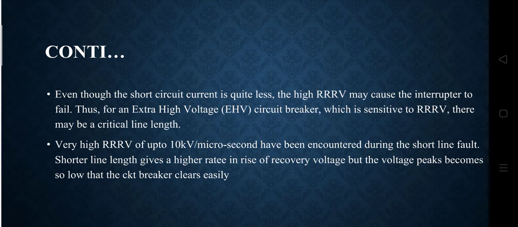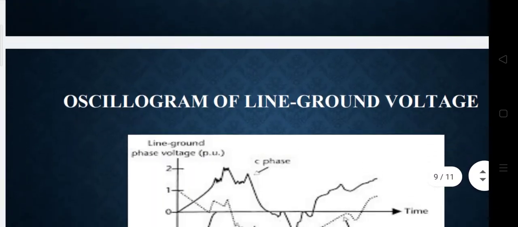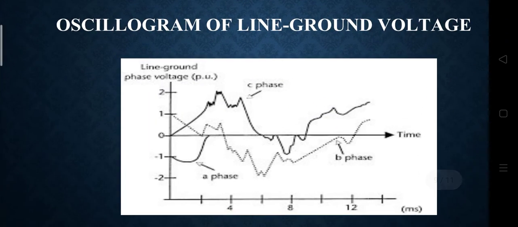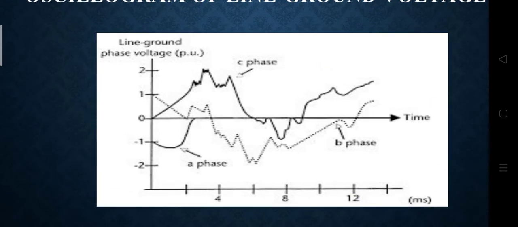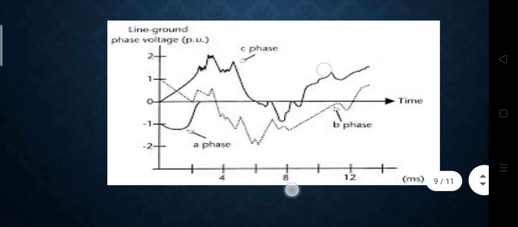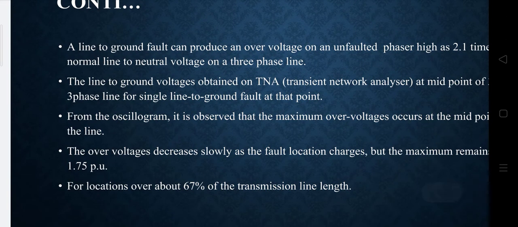Very high TRV of up to 10 kilovolts per microsecond has been encountered during short line faults. Shorter line length gives a higher rate of rise of recovery voltage, but the voltage peak becomes so low that the circuit breakers clear easily. Then the oscillogram of line to ground voltage is shown here. It is a diagram which shows the measured line to ground phase voltage. This shows that a line to ground fault can be produced, and the overvoltage on unfaulted phases is 2.1 times the normal line to neutral voltage on three-phase lines.